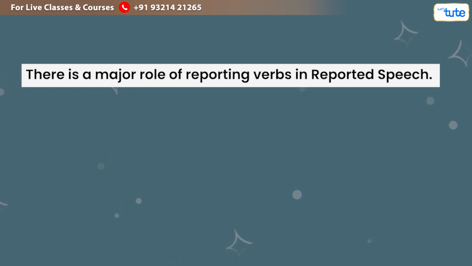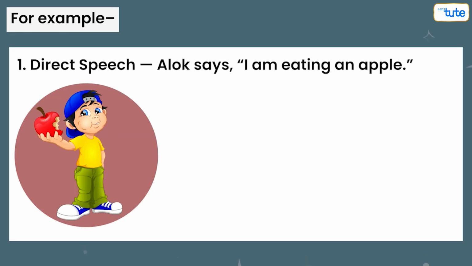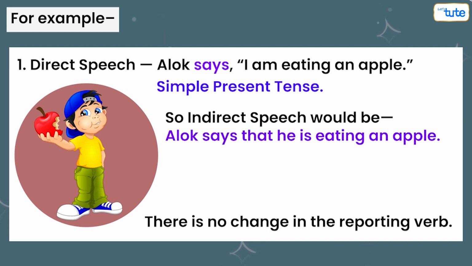There is a major role of reporting verbs in reported speech. Let's try to understand that. When the reporting verb is in the simple present or simple future tense, the verb in reported speech does not change. For example, direct speech, Alok says, "I am eating an apple." Here, the reporting verb says is in simple present tense. So, indirect speech would be, Alok says that he is eating an apple. There is no change in the verb.